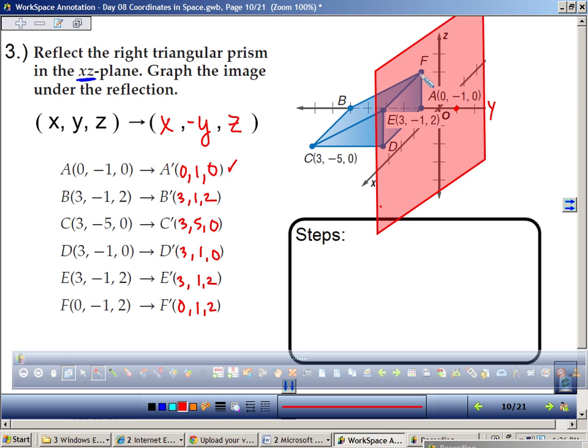If F is here, then wouldn't F just be right over here? No, it's going to be on the other side. But I can still graph it. Let's start with E. E is going to be at 3, 1, 2. So I'm going to go 3, which is 1, 2, 3, then over 1, and then up 2. Okay, I'm trying, guys. That's E prime.